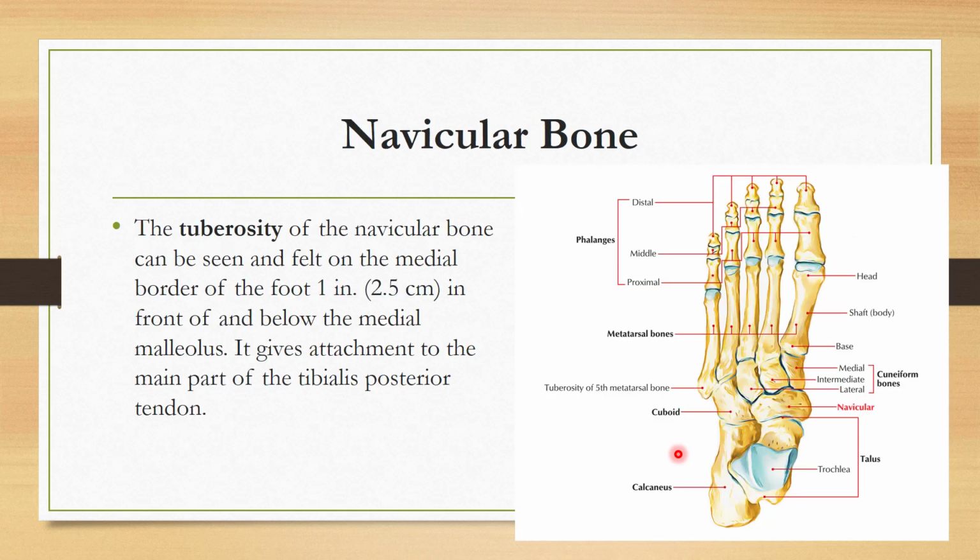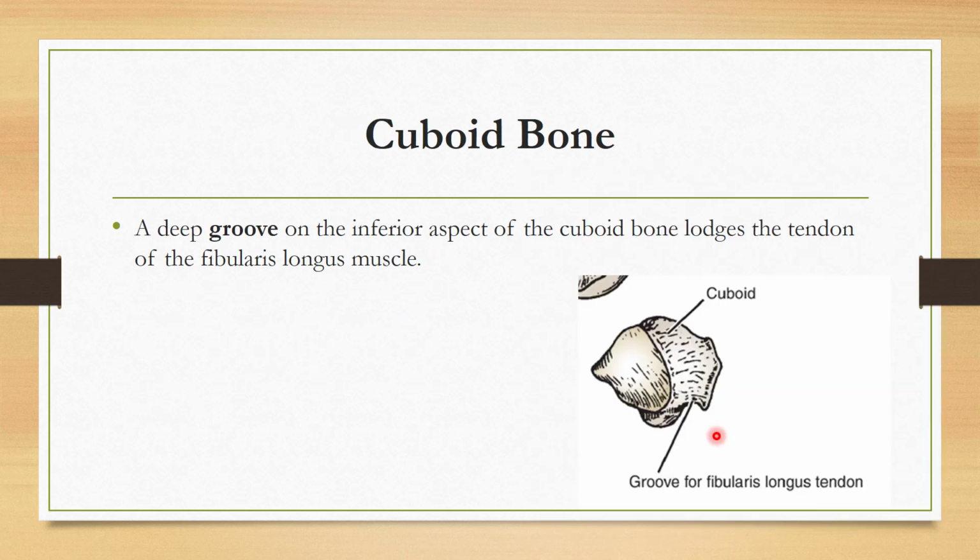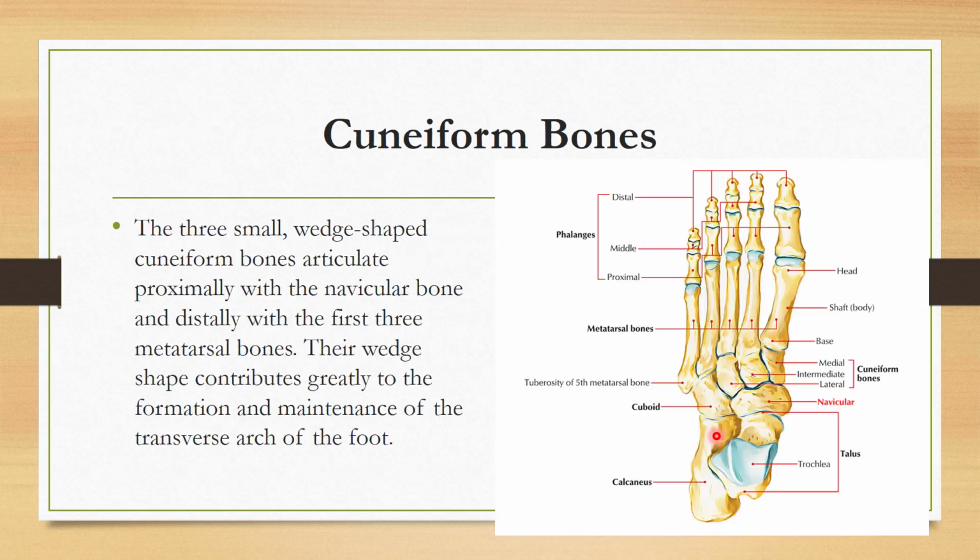Which is cuboid bone? See in this diagram, cuboid bone is the lateral bone. It is articulating posteriorly with the calcaneum and anteriorly with the lateral two metatarsal bones, okay, and medially it is articulating with the navicular bone and the lateral cuneiform bone. So this is cuboid. On the inferior surface of the cuboid we have a groove for the fibularis longus tendon.